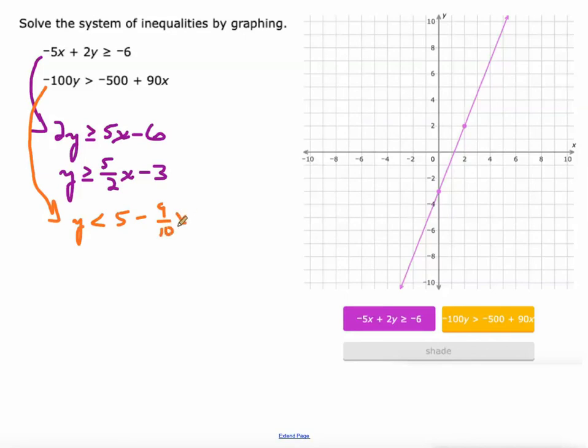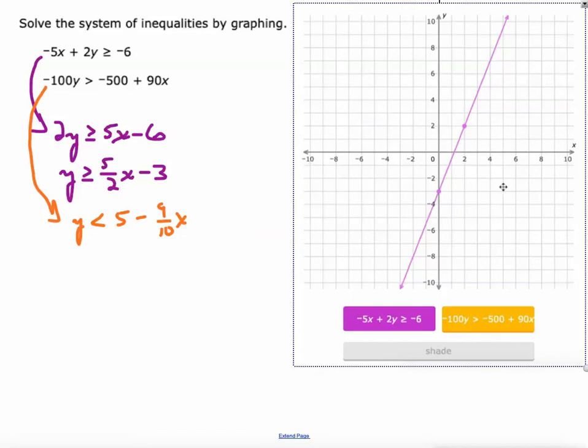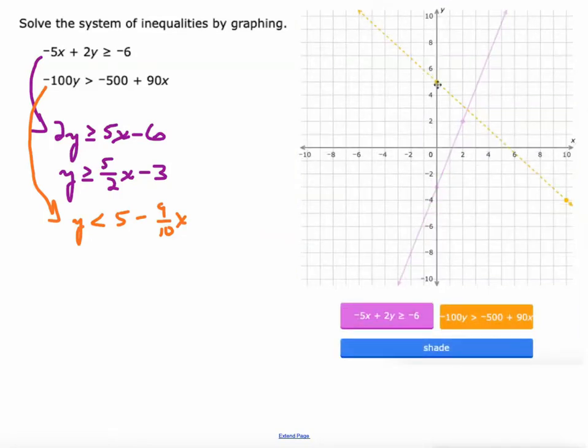So when I graph this one, it's going to have a y-intercept of 5, and then from there I'll go down 9, right 10. So y-intercept of 5, down 9, right 10. Notice it's a dashed line because it's just less than or it's just greater than. It's not less than or equal to. Shading. All right.